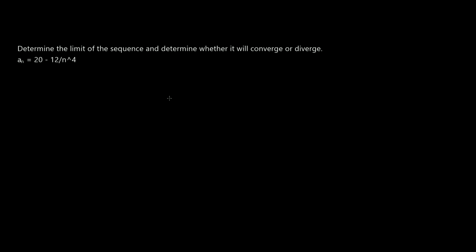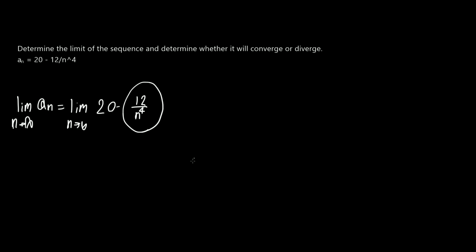So now we have this problem. Once again, let's begin by taking the limit of it. We're going to have the limit as n approaches infinity of the sequence a sub n, which equals the limit as n approaches infinity of 20 minus 12 over n quartic. From here we have to pay attention to this 12 over n quartic. So let's say n equals 1. If we take 12 over n quartic, it's going to be 12 over 1, which is just 12.